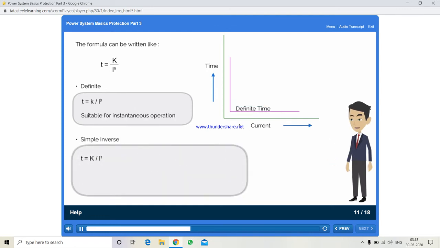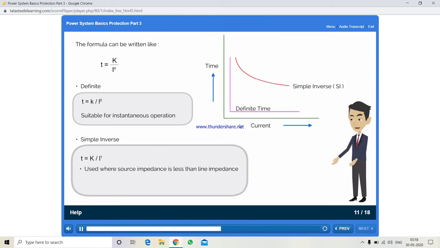Now, let us look at simple inverse setting. If we put n equal to 1, then it clearly shows that an increase in the value of I will reduce the value of t, because t is equal to k by I. This is the beginning of the inverse curve and is referred to as simple inverse. It is used where source impedance is less than line impedance and it is suitable for overcurrent and earth fault protection.